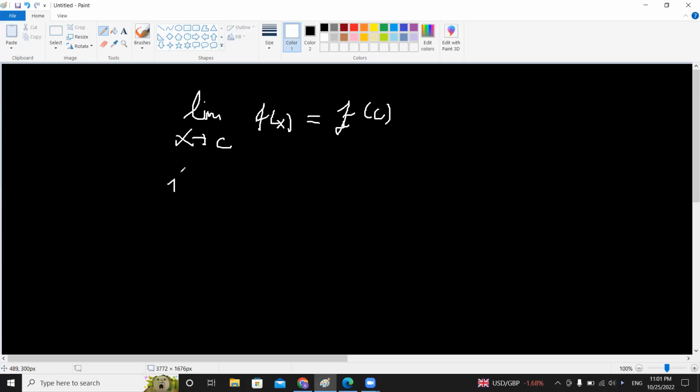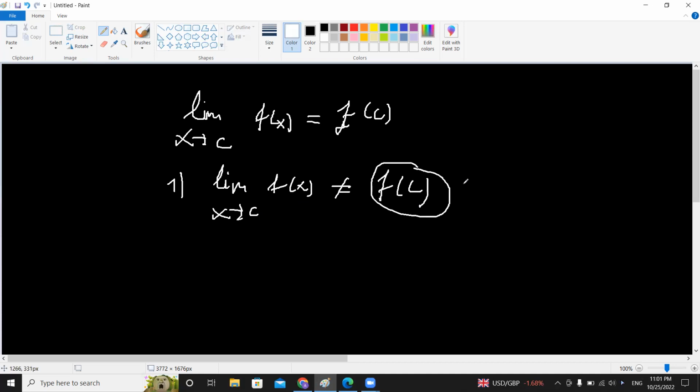The first case: it might be possible that the limit as x tends to c exists, so the function limit at c exists, but it's not equal to the function value. There might be several reasons for that. The function value f(c) might not exist, or it might exist but not be equal to the limit value. Anyway, this tells us that the function is not continuous at c, it's discontinuous at c. Such a discontinuity we are going to call a removable discontinuity.